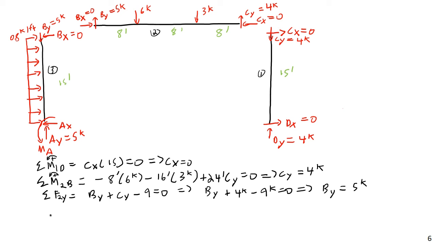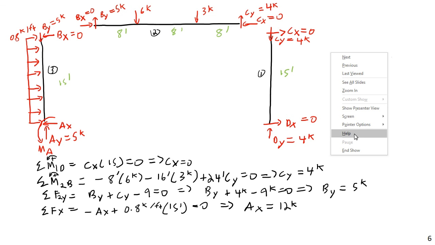Then I can do a sum of forces in the horizontal direction here. Sum of forces in the horizontal direction, let's see. That's going to be negative AX plus 0.8 kips per foot times a total length of 15 feet, and then minus BX, but that's equal to 0. And this all equals 0, and that leads to AX being equal to 12 kips. So AX is exactly equal to 12 kips.